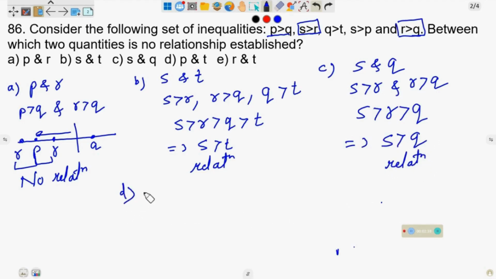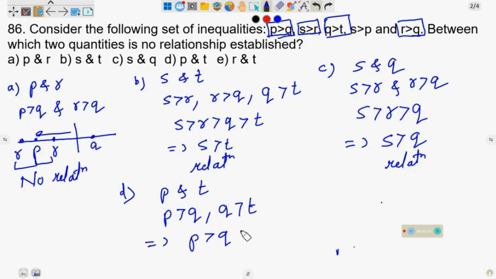Let's see D as well. D says P and T. So for D, we will be taking two possibilities. First one when P is greater than Q, and the next when Q is greater than T. P is greater than Q and Q is greater than T, which implies P is greater than Q greater than T, and which directly implies P is greater than T, and then we can say that yes, there is a relation. The last option E says R and T.